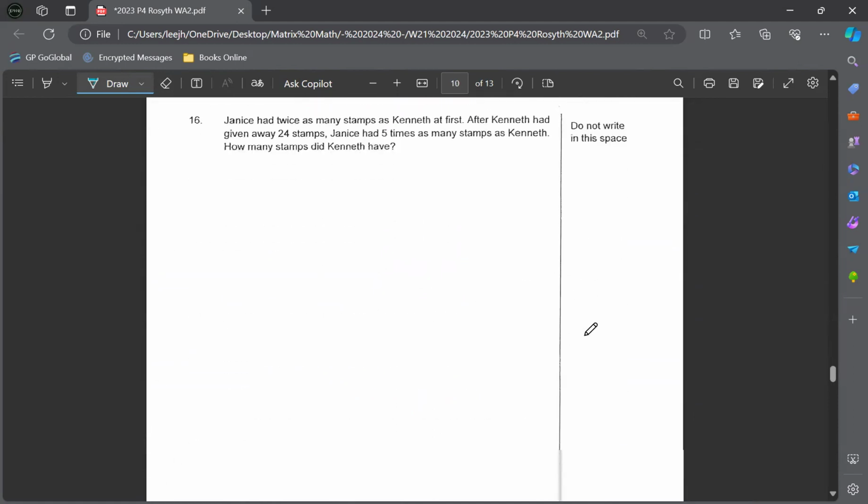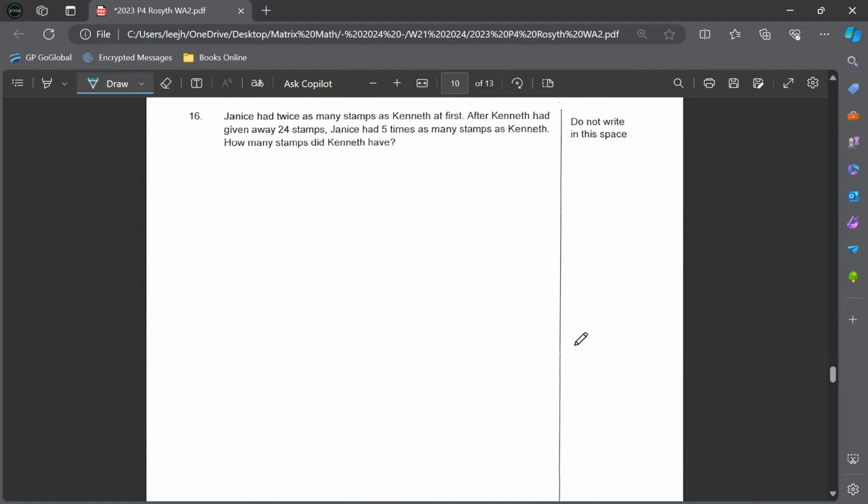Okay. Question number 16. This one is a little bit complicated for some lah. But if you can see, then it's good. Janice had twice as many stamps as Kenneth at first. After Kenneth had given away 24 stamps, Janice had 5 times as many stamps as Kenneth. How many stamps did Kenneth have? So you draw Janice and Kenneth, right? Janice twice, so we're going to draw Janice 2 units. Kenneth just 1.